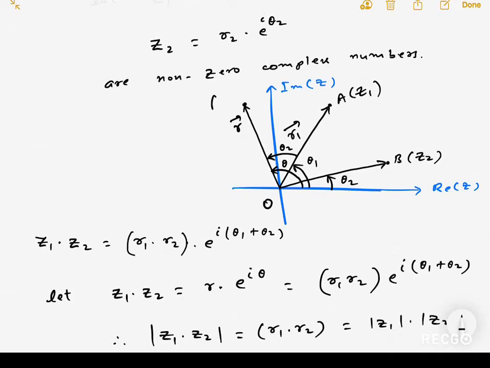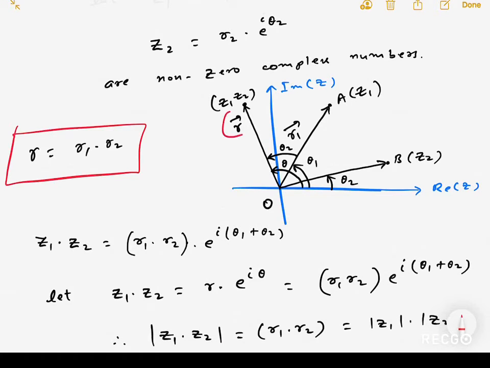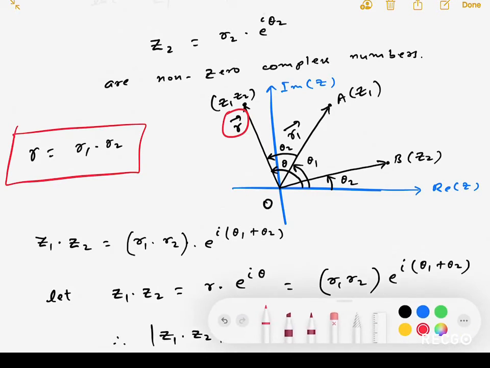Now you can say that this is the r vector, and the affix of this point is z1 z2, and the length of the new complex number z1 z2, or you can say the distance of the point whose affix is z1 z2 from origin, is r. Very simple. Since the argument is theta 1 plus theta 2, I have just rotated the OA vector by theta 2 to get the new position at theta 1 plus theta 2. And r is equal to r1 into r2, as we have just seen earlier, that is the length of this new vector corresponding to z1 z2.